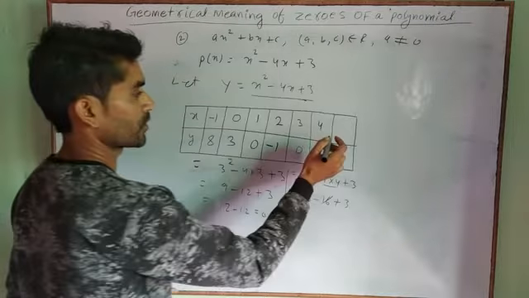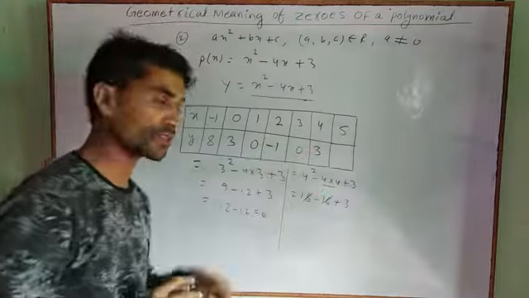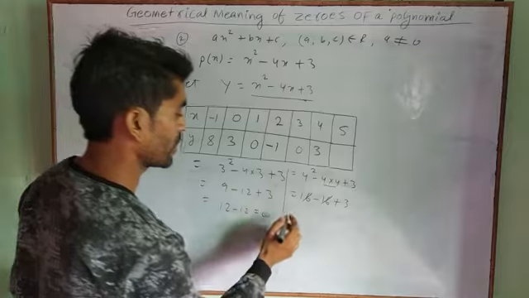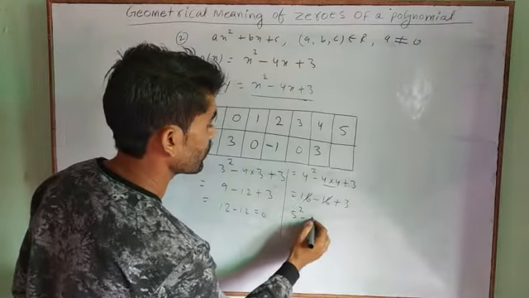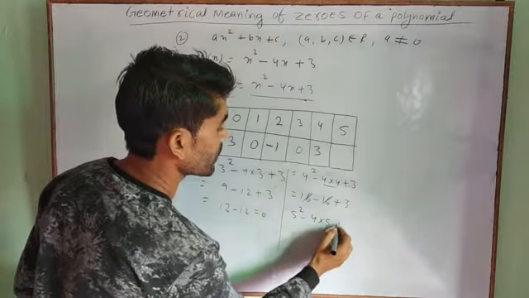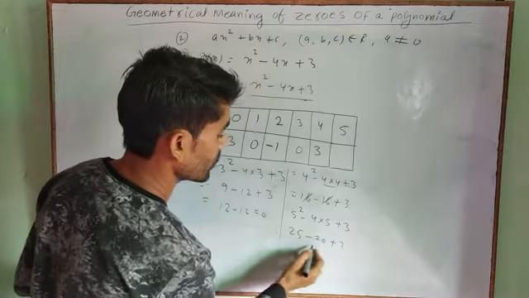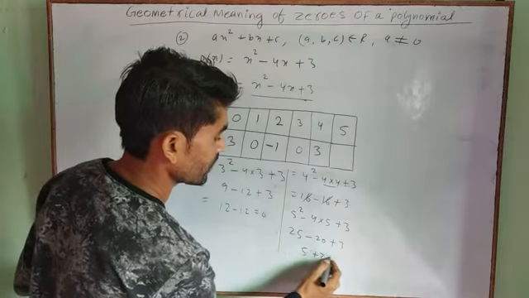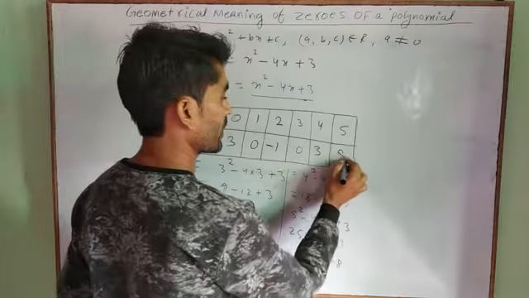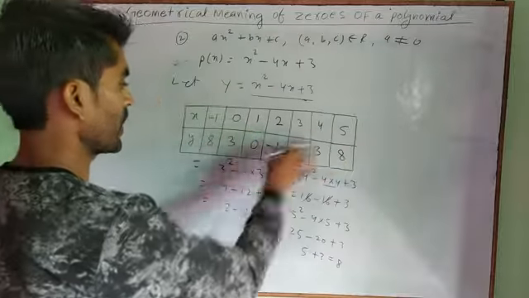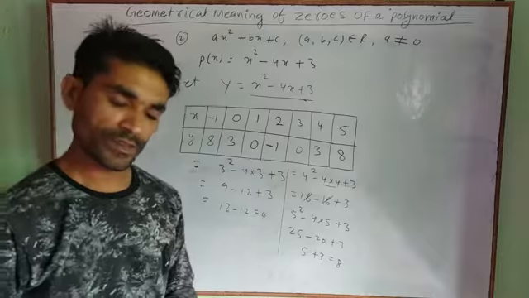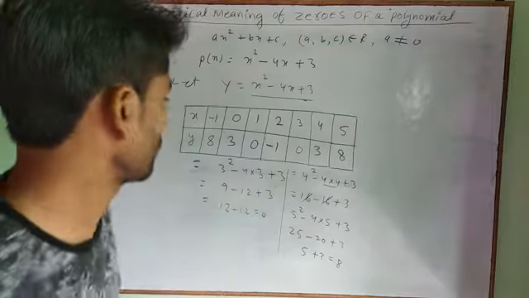Now I'm taking x is equal to 5. Right? So when we put 5 over here, 5 squared minus 4 into 5 plus 3. That is 25 minus 20 plus 3. So 5 plus 3 is 8. Right? So we're getting 8. So these are the x values and these are the y values. Now let us draw the graph for these values.